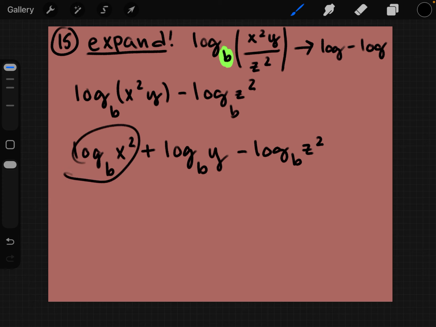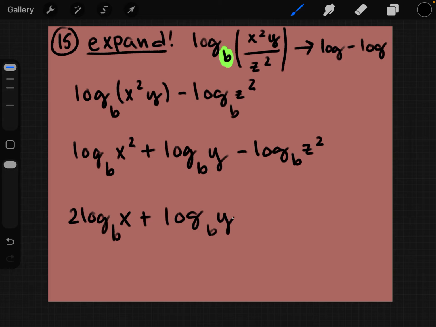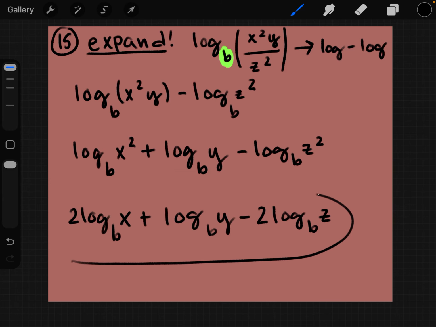Okay, and then we also know when we have something like this, we can move the 2 to the front. We cannot do anything else to this guy in the middle, but we can do the same thing down here. And that's all you can do. That is your answer.